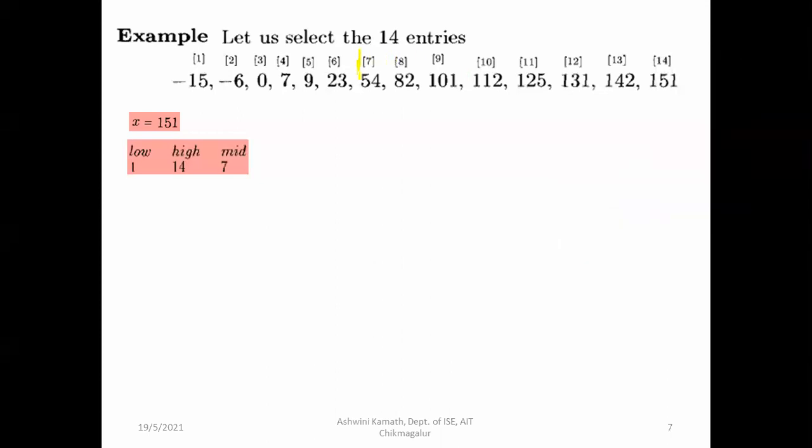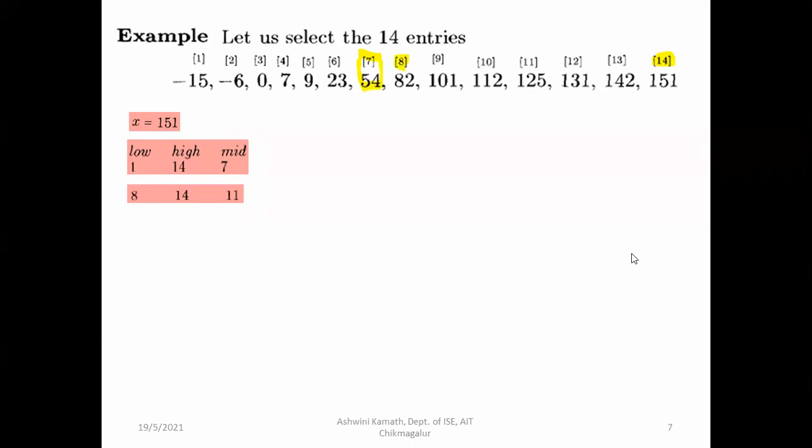So this is the mid element. Now I have to search from 8 to 14. I need not search in the left of the array. So the low value will change now. Low is equal to 8, high is equal to 14.